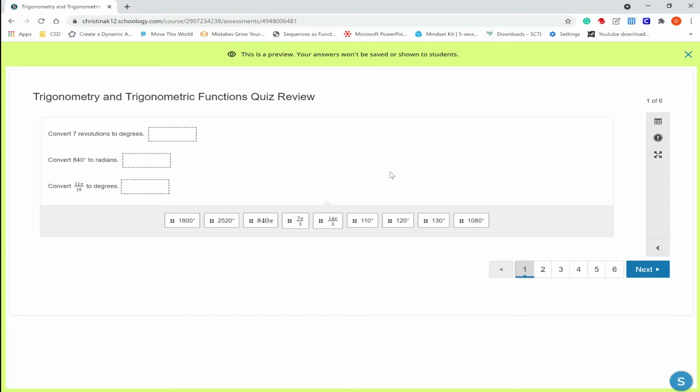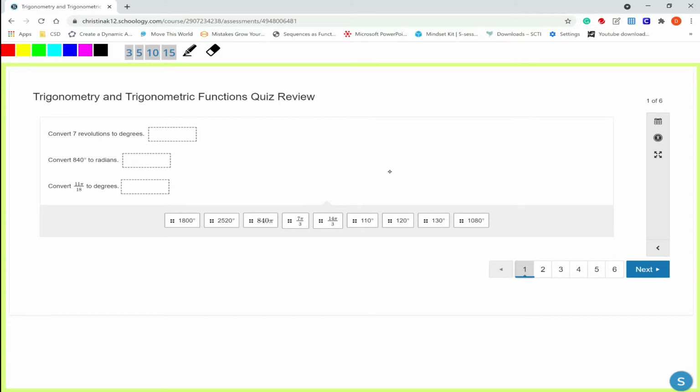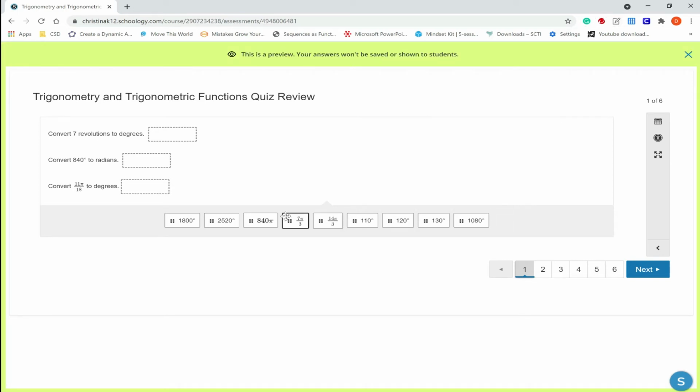Question 1. We're told to convert 7 revolutions to degrees. To do that, all we have to do is multiply 7 times 360. When we multiply 7 times 360, we get 2520. So we're going to drag 2520 into number 1, and we're done.